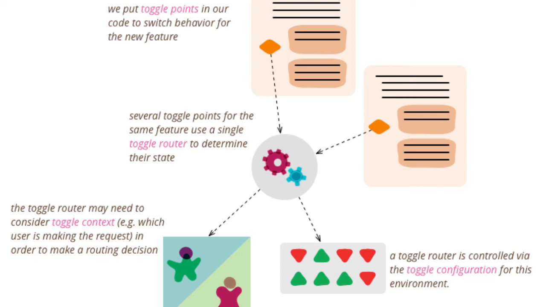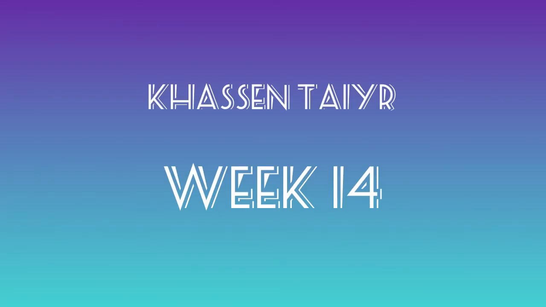First type, release toggles, allow you to hide incompletely implemented features during their development. Second, experiment toggles, switches for A/B testing. And last one, permission toggles, enable or disable features for different user groups.